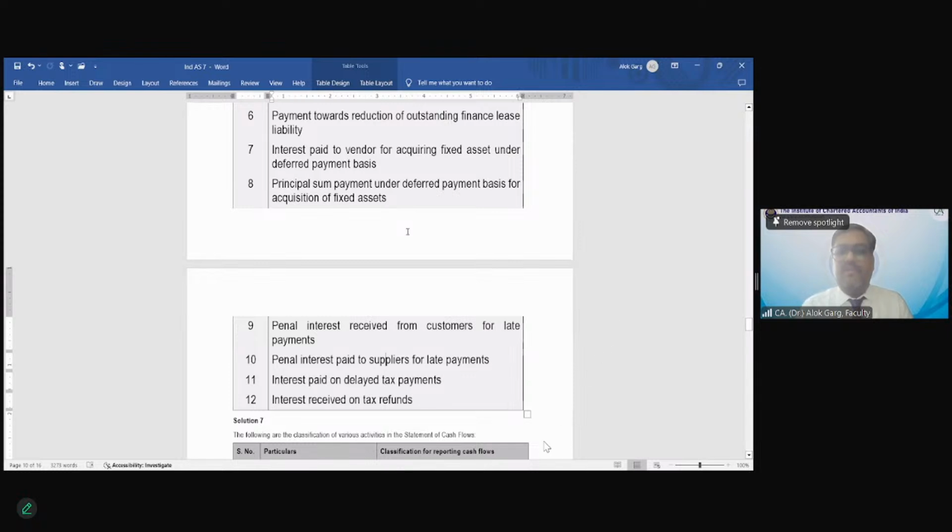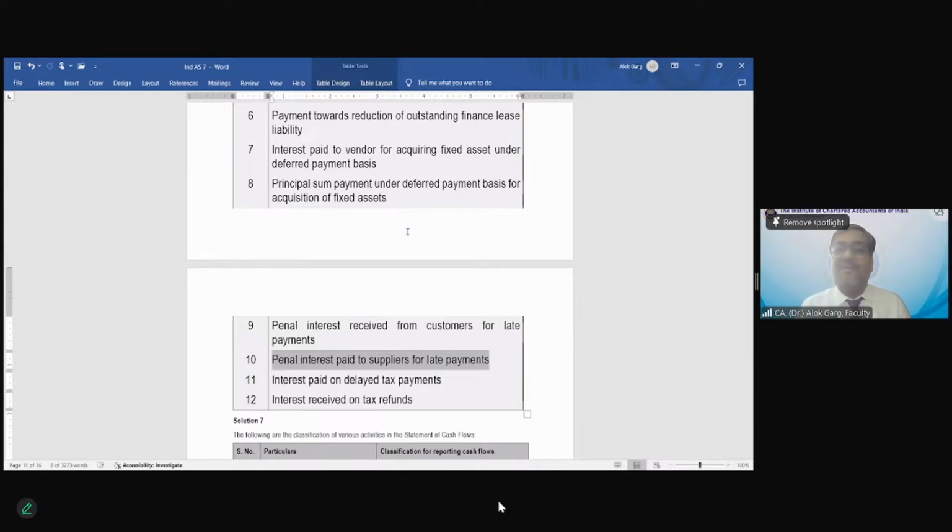Question number 10. Penal interest paid to supplier for late payment. First, we talked about penal interest received from the customer, right? Whatever money you are receiving from the customer, it will be operating activity for both the entities. But when you are paying penal interest to the supplier for late payment, what is the nature of that? Operating activity for both. It will also be operating activity, right?